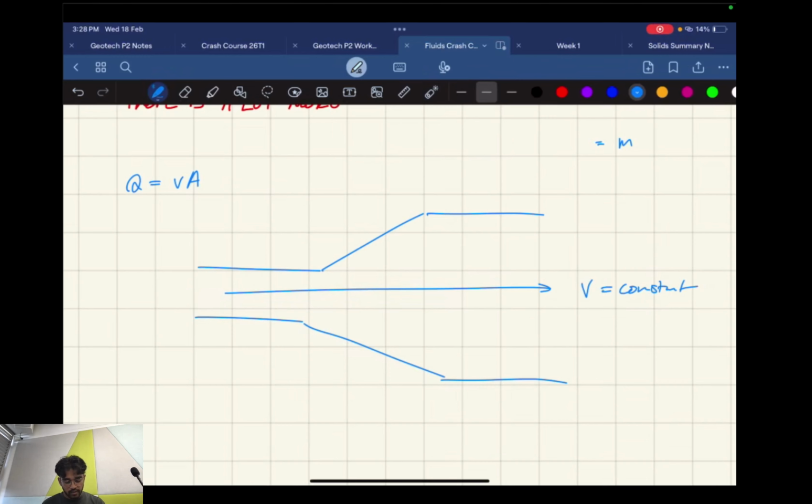V is velocity. My area here and my area here is increasing. The area is getting bigger, so my Q is going to get bigger. Well, the question I had was if Q stays constant, which is mainly the case, how will my velocity change? So if V1, V2. In this case, V is going to decrease.